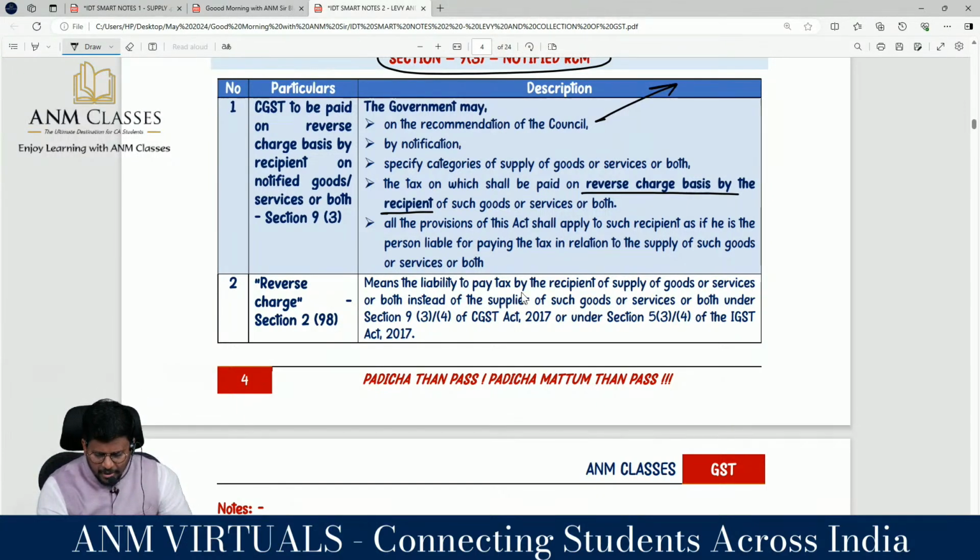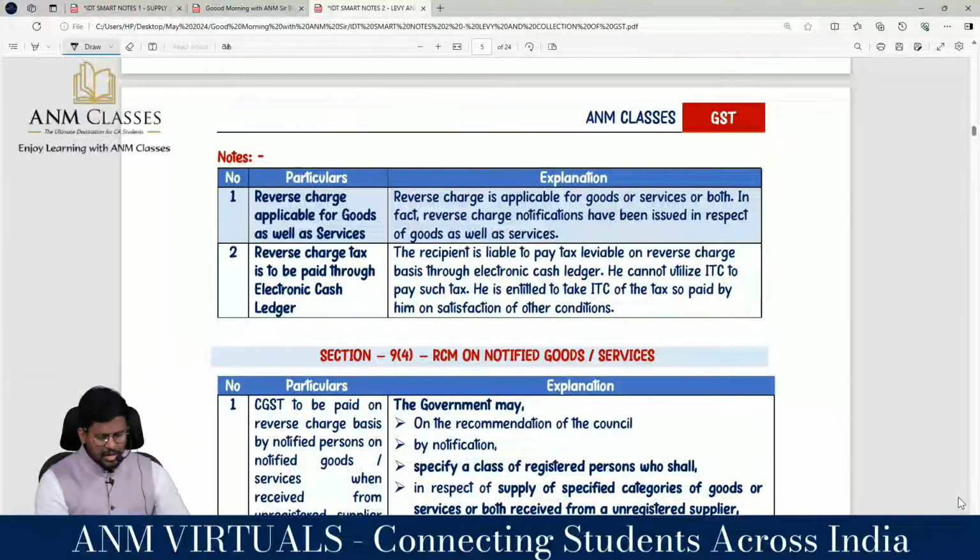Reverse charge means the liability to pay tax by the recipient of supply of goods or services or both instead of the supplier of such goods or services under section 9(3) or 9(4) of the CGST Act. Are you really with me? Yes, sir. Sir, reverse charge is applicable for both what as well as what? It is not only for goods but also for services. In fact, reverse charge notification has been issued in respect of goods as well as services.